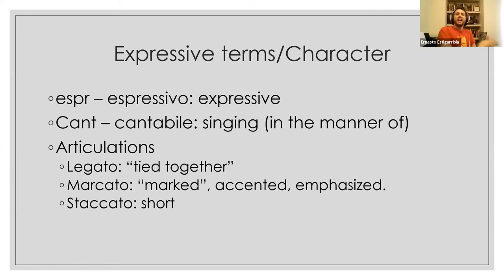Okay? Expressive terms. These are my favorites, and I included the bare bones only here. There are so many of these. Pretty much, you can say anything for expressive terms. You can say misterioso, which means mysterious, or you can say whatever, like the breeze, or you can say heavenly, or you can say anything. You can say literally any word. But I have included the ones that are used the most.